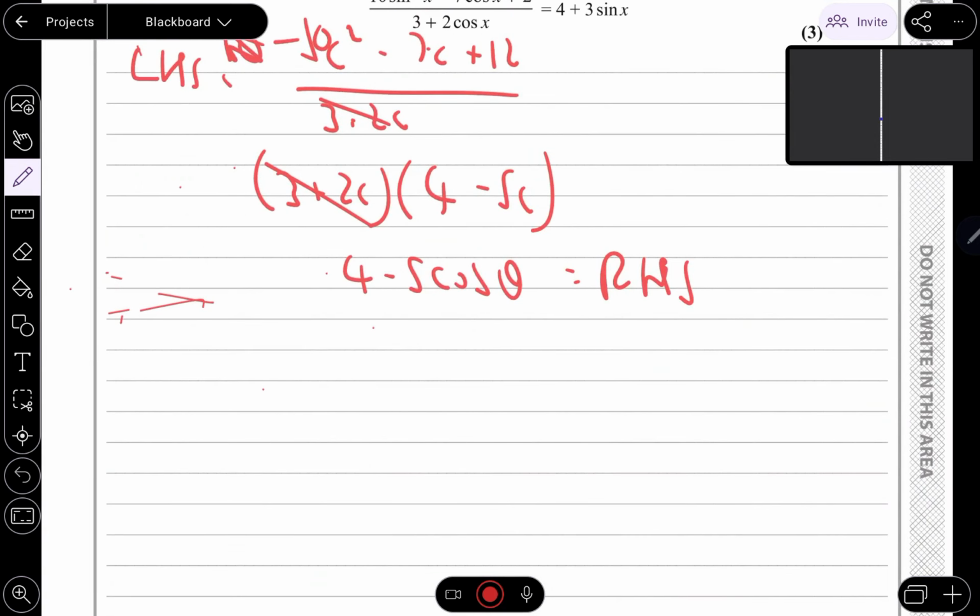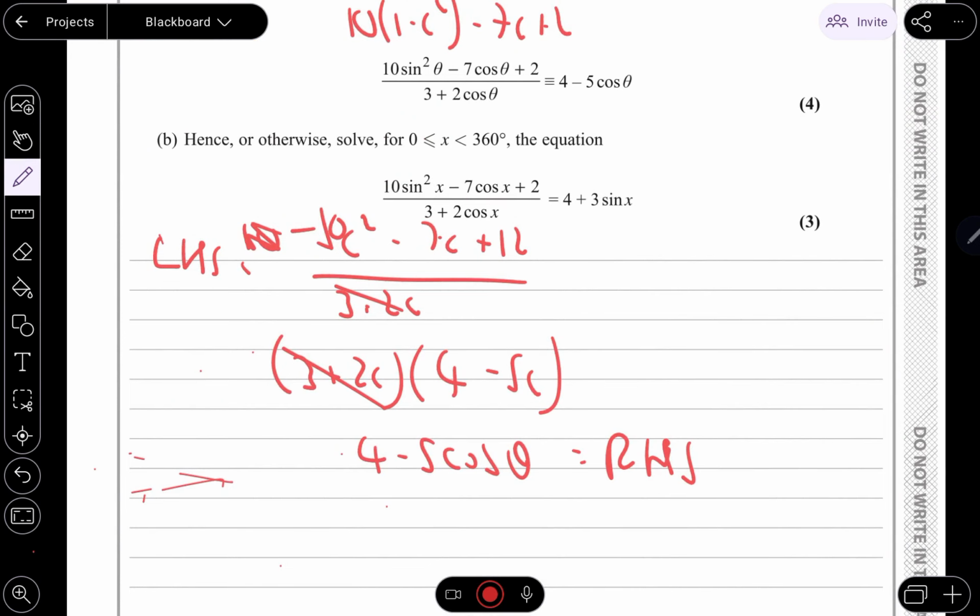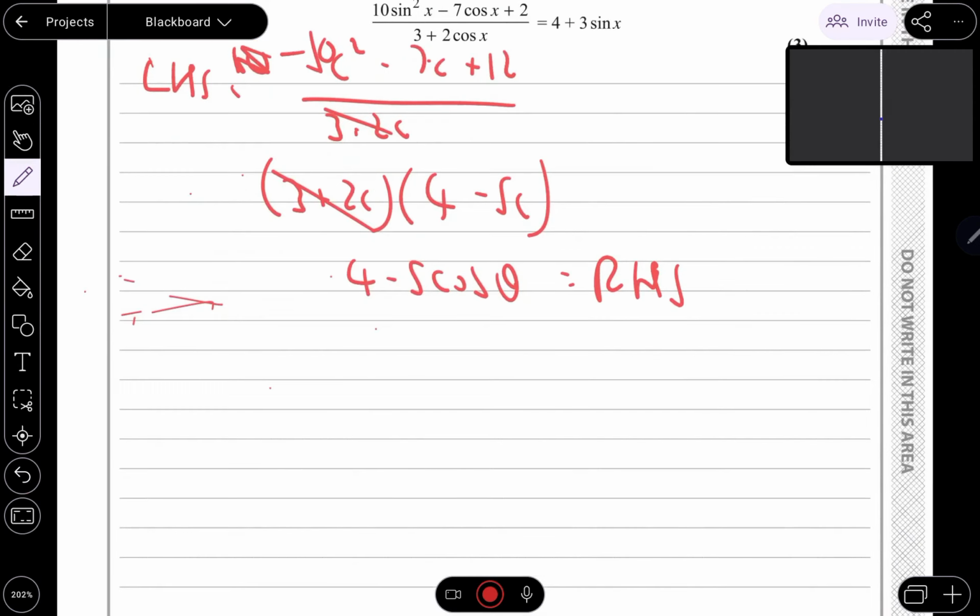Hence solve this thing here. Well, we're obviously going to... why have we got something completely different on the other side? Oh, because we're just supposed to just say that 4 minus 5 cos theta equals 4 plus 3 sine theta.